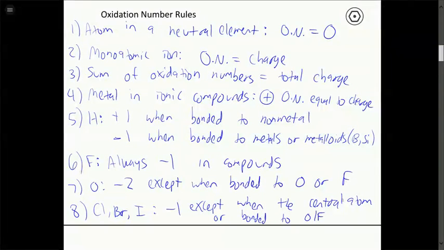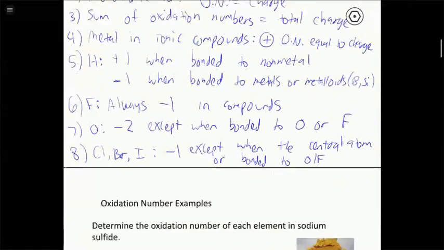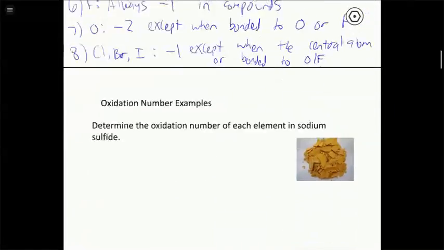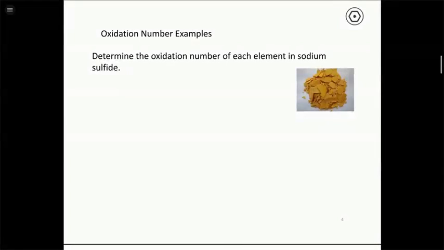All right, but these are ones that we can sort of look at when we're assigning oxidation numbers, because as I said, a lot of elements have variable oxidation numbers. So we want to assign the obvious ones first and then use rule number 3, which is the sum of the oxidation numbers equaling the total charge, to then help us figure out the rest. So let's see some examples of this for just determining oxidation numbers. Determine the oxidation number of each element in sodium sulfide.